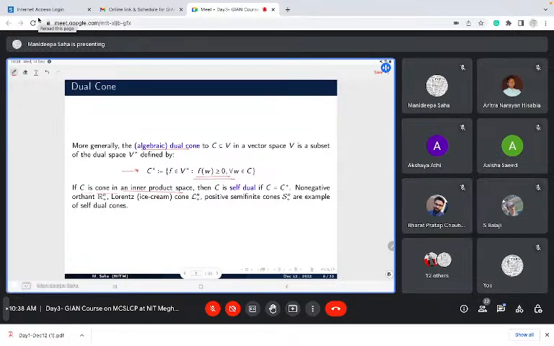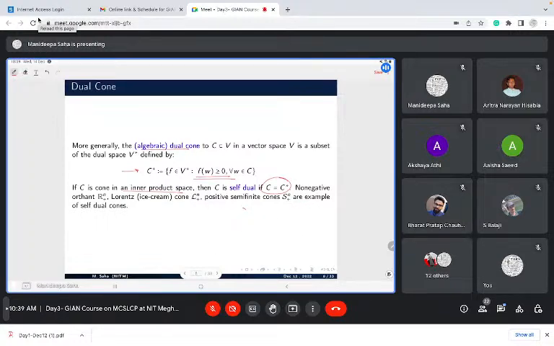A cone in an inner product space is called self-dual if C is exactly equal to C star. One simple example is the non-negative orthant. If I consider this ray, it will take all these points here. If I consider this one, then also it will take all these points. That means it remains the same, so that is called self-dual. This non-negative orthant is a simple example of a self-dual cone.